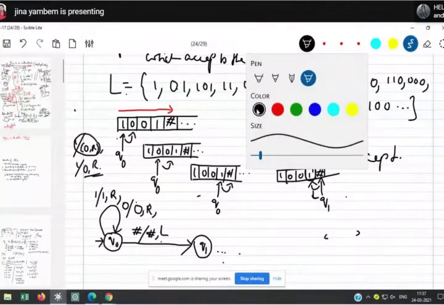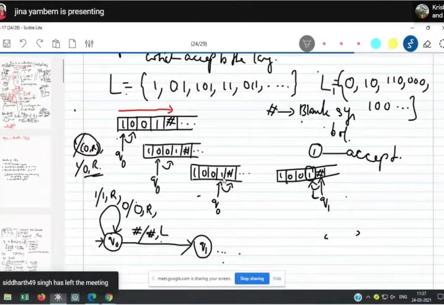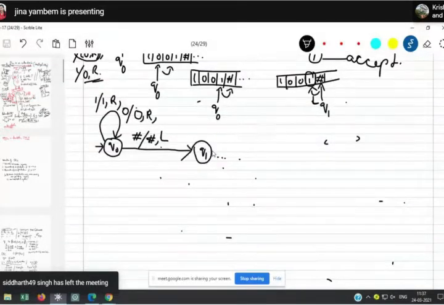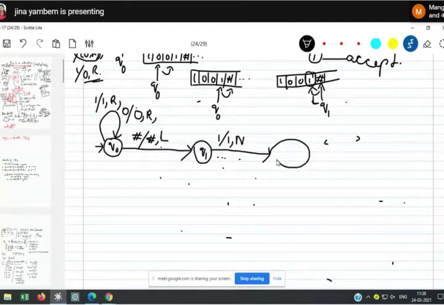Now, after this hash, if I come back to the left cell of this hash, and if you find 1, then you need to accept it. If I find 1 here, do not disturb it. Leave it as it is. Whether you want to move towards the left side or right side, or you don't want to move anywhere, just write. And then it is the final state Q accept.